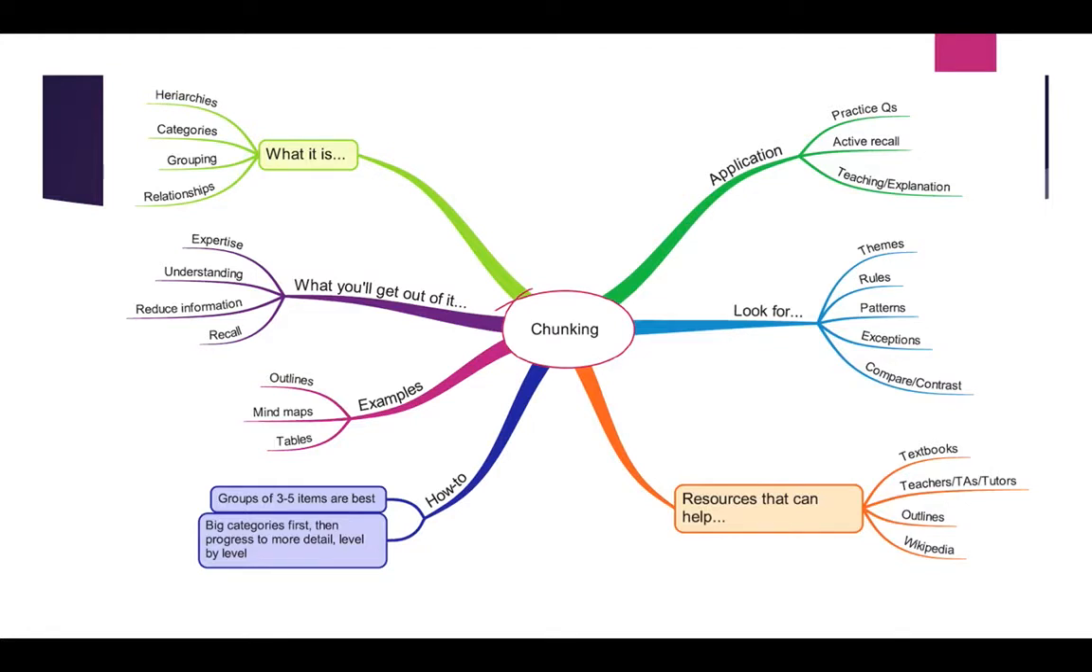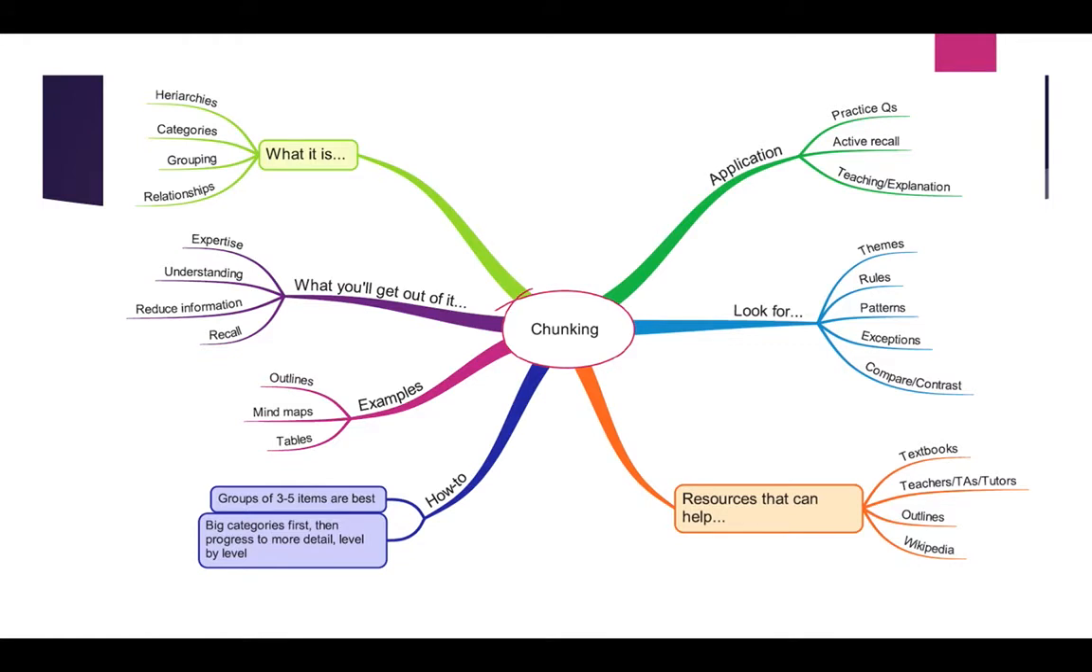Here's an example of a mind map that I made for this video on chunking, and this is an example of what you can do with chunking, because with chunking you group things and then you create these hierarchies where you have a main topic and then subtopics and subtopics. And it's a good way to organize information. It's also a good way to brainstorm.